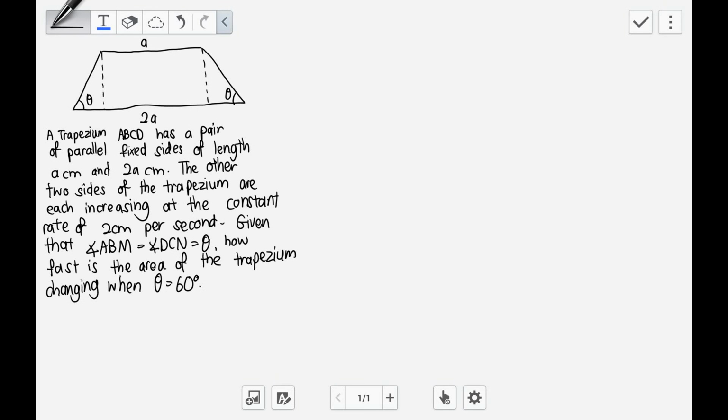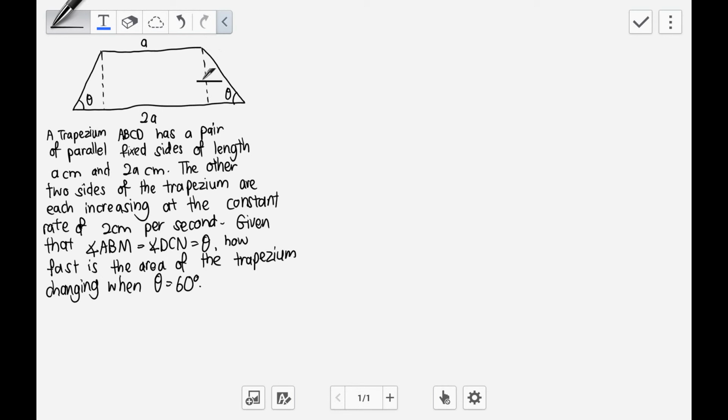Okay, this is a question on application of differentiation. Firstly, a trapezium ABCD has a pair of parallel fixed sides of length a cm and 2a cm. So the other two sides of the trapezium are increasing at the constant rates of 2 cm per second. So this side is a cm and this side is 2a cm. The other side refers to this side and this side.